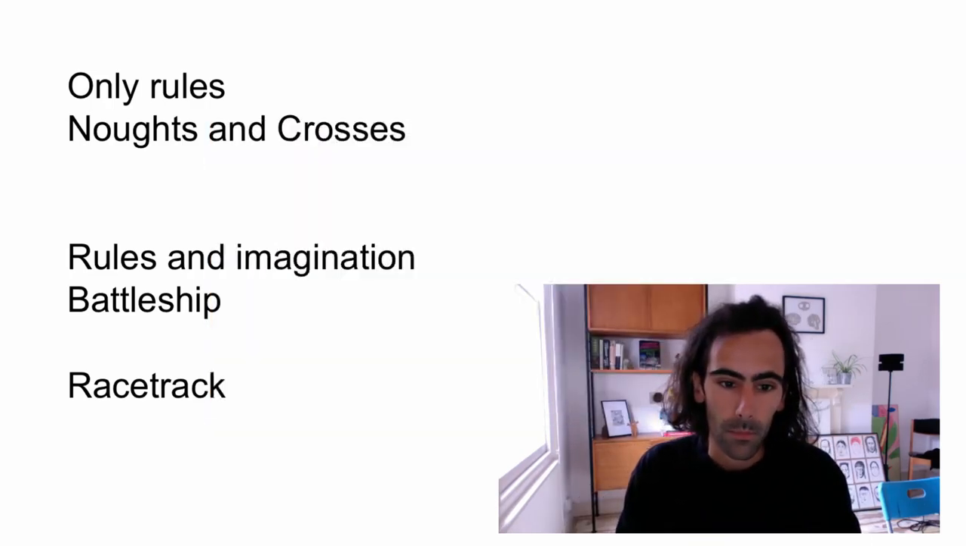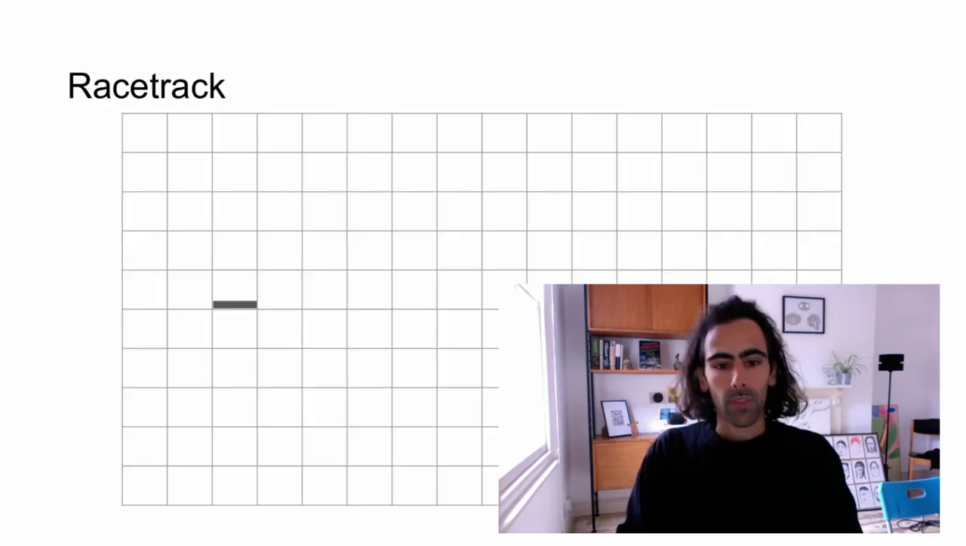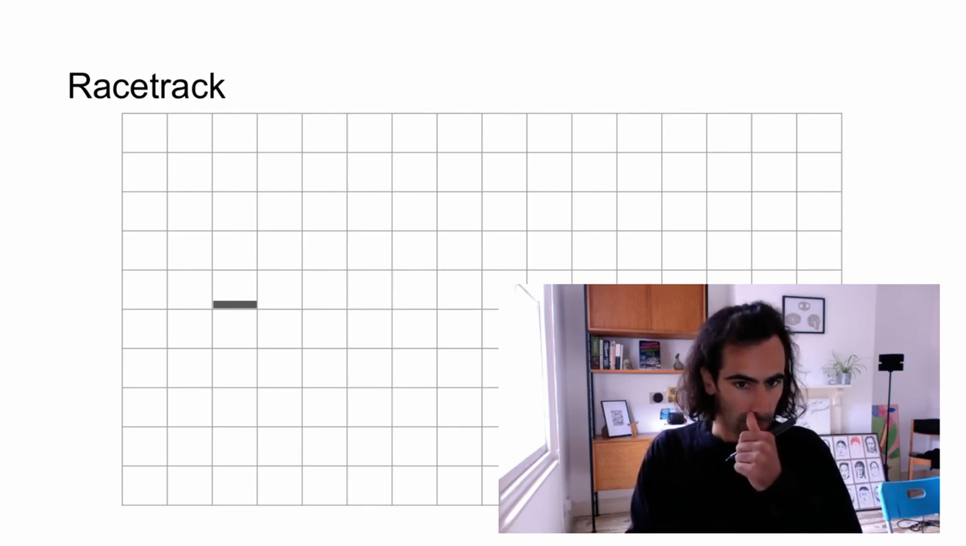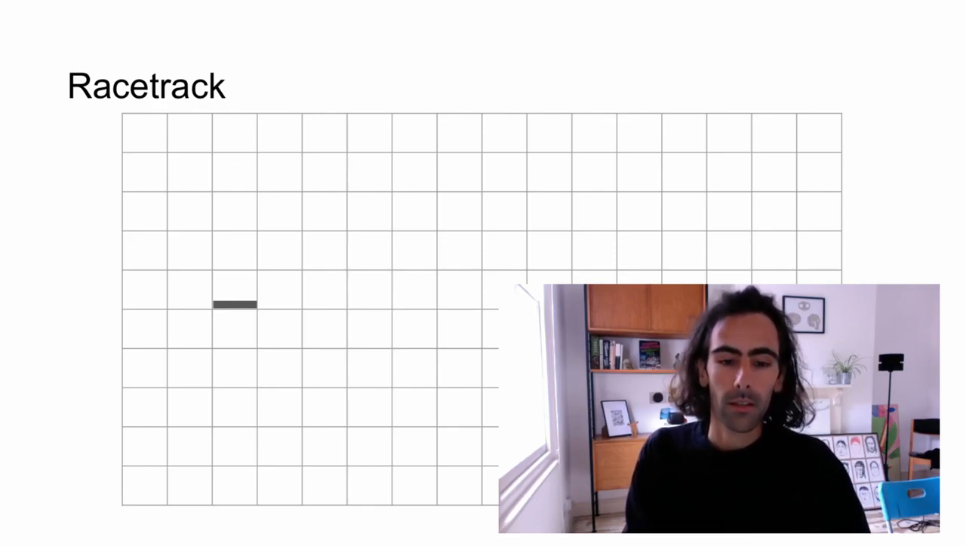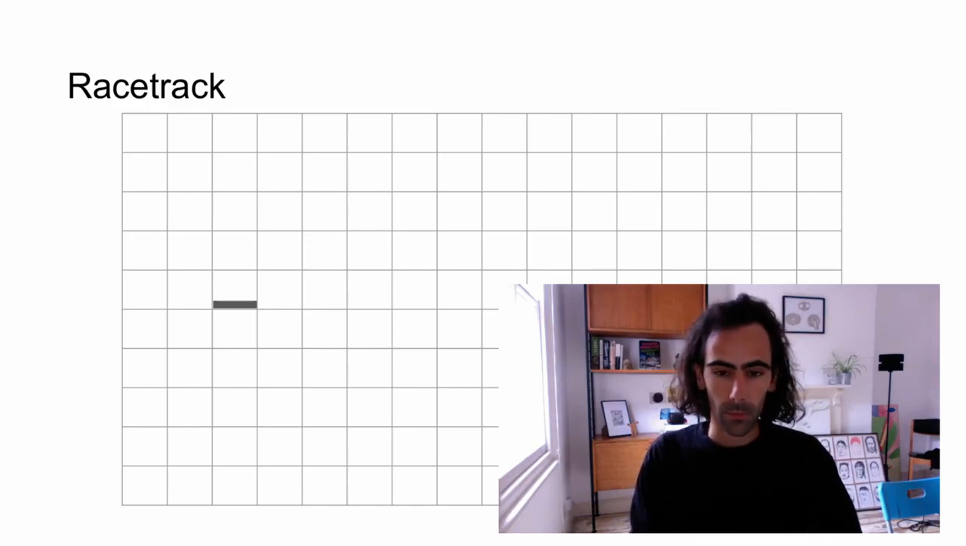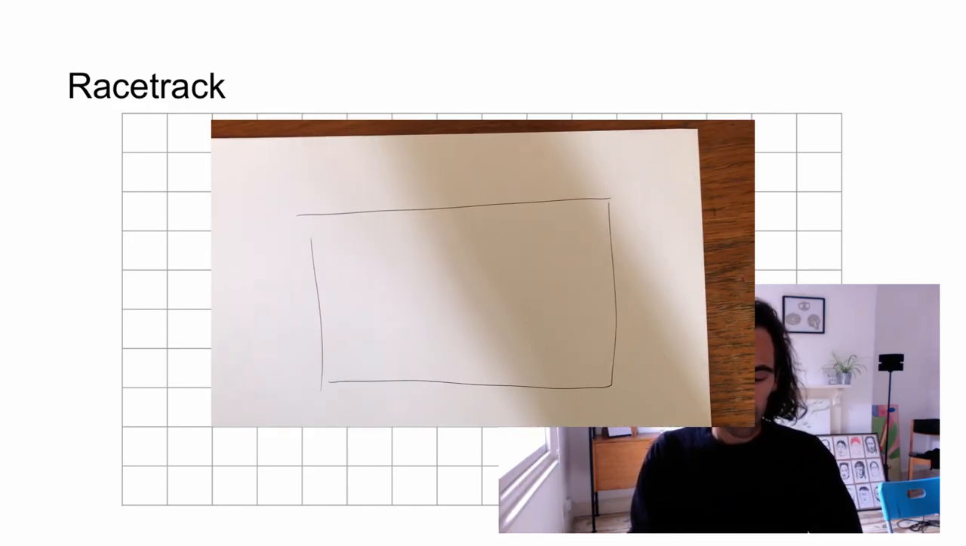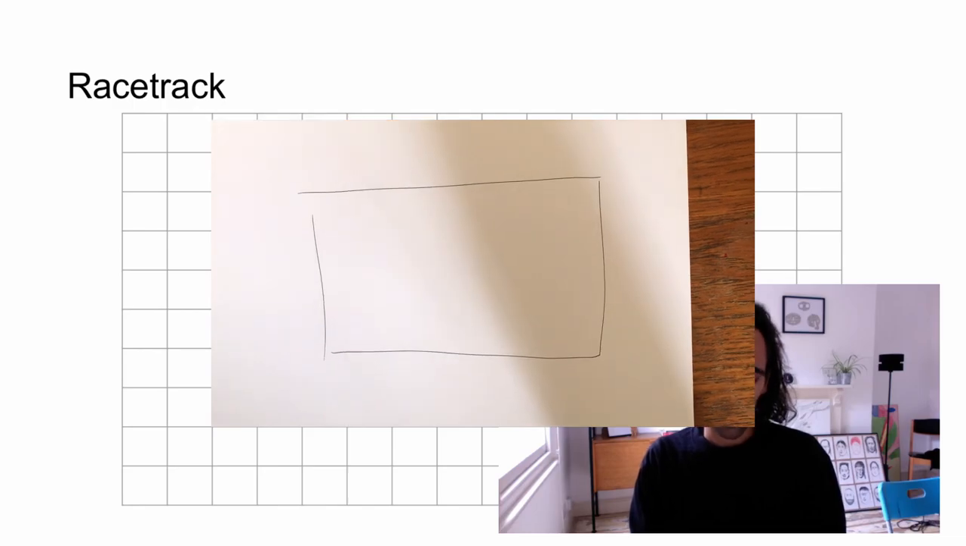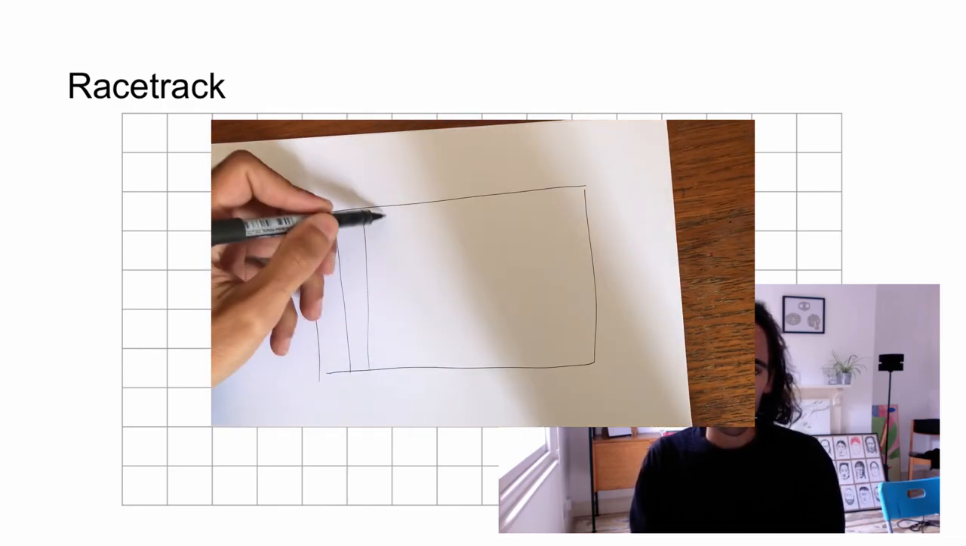So another good example that I really like is Racetrack. Racetrack is a game that you can play on, you can draw a grid, or you can get some squared paper, makes it a bit easier. And the idea is that you're imagining each player is controlling a car. And what's really great about this one is that you're kind of making these decisions. You can draw a track that the players can move around.